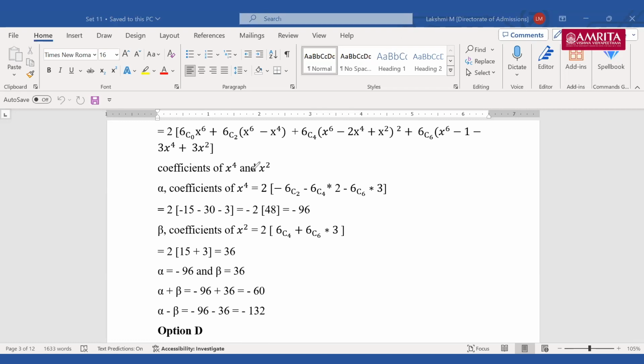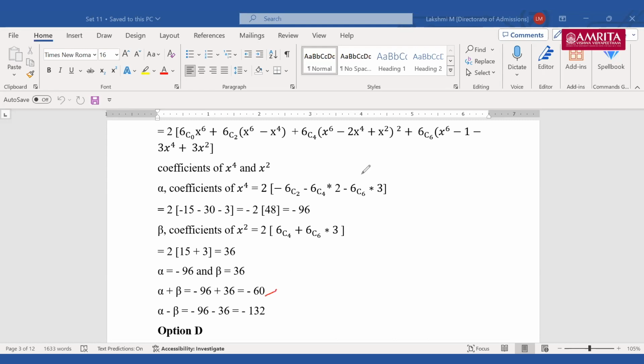So the first one is x raised to 4. So here there will be minus 6C2. Then here it will be minus 2 into 6C4. And here it will be minus 3 into 6C6. So once you solve for all of them, it will be minus 15, minus 30, minus 3. It's minus 2 into 48, it's minus 96. Same like for beta, that's the coefficient of x square. You have x square here. So it's 6C4 and you have it here plus 6C6 into 3. So you have this value as 36. So you got this as minus 96 and 36. So minus 96 plus 36, it's minus 60.